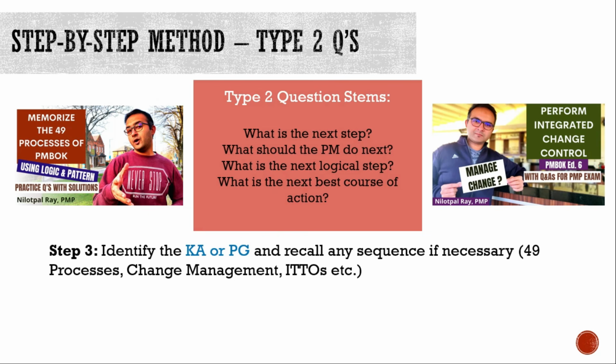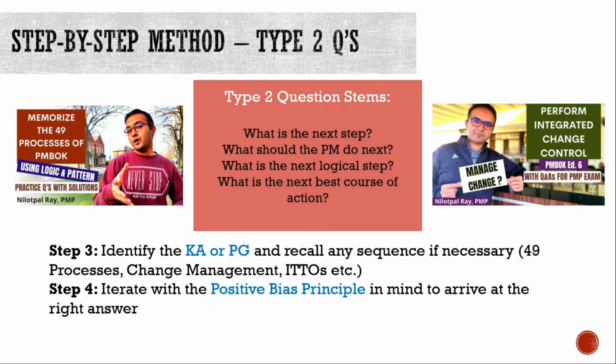So if you have not watched those two videos, I'll link them in my description. Go ahead and watch these two videos, guys, because these are very essential for step 3 of this framework, because if you are not able to recall the sequences properly, you will invariably get the questions wrong, let me tell you. Okay, so with step 3 we move on to step 4, that we reiterate with the positive bias principle to arrive at the right answer. So that completes the 4 steps for the type 2 questions.